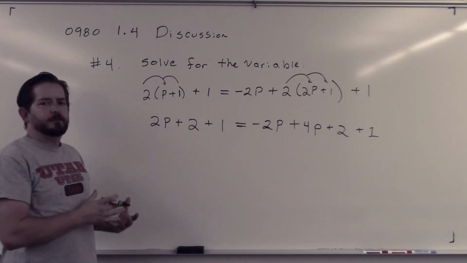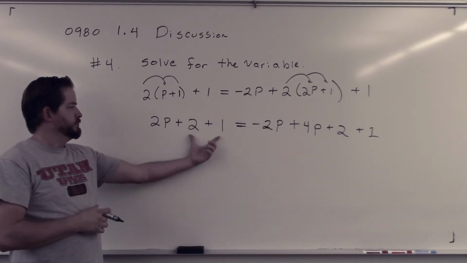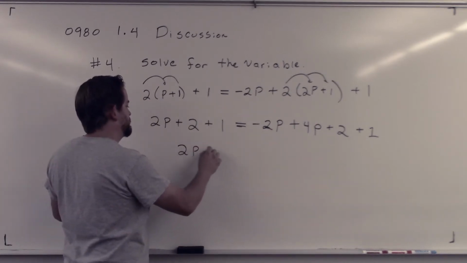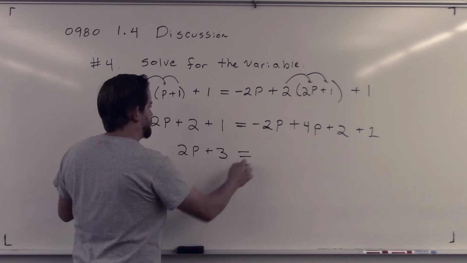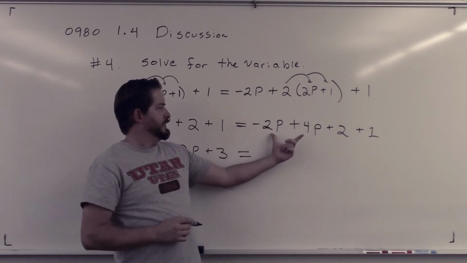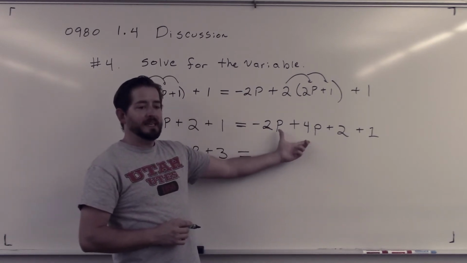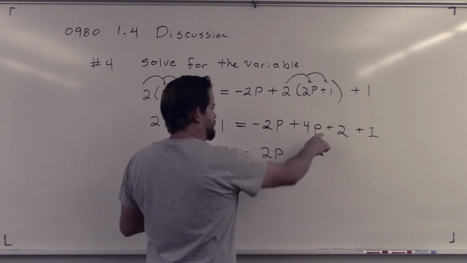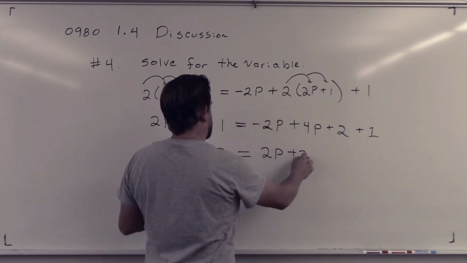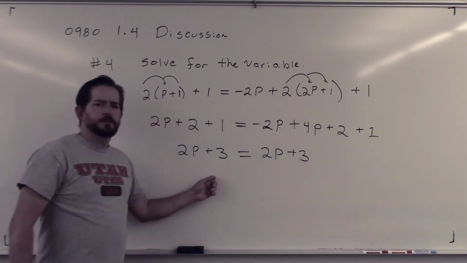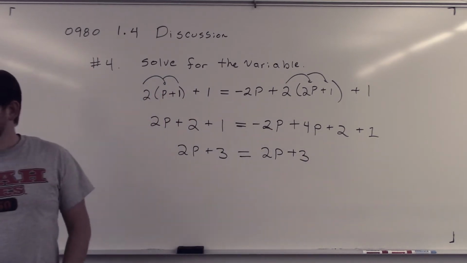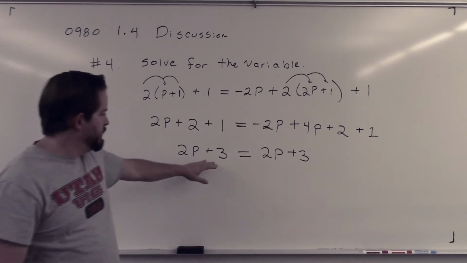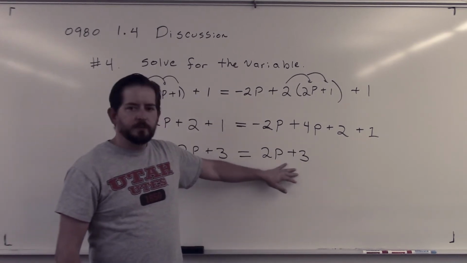When I combine all of my like terms, I've got just a 2 and a 1 on the left-hand side, so that leaves me with 2p plus 3 equals. On the right-hand side, I have negative 2 and a positive 4p, or so that combines to be 2p plus 3. And you'll note that it's the exact same equation. I have 2p plus 3 equals 2p plus 3.